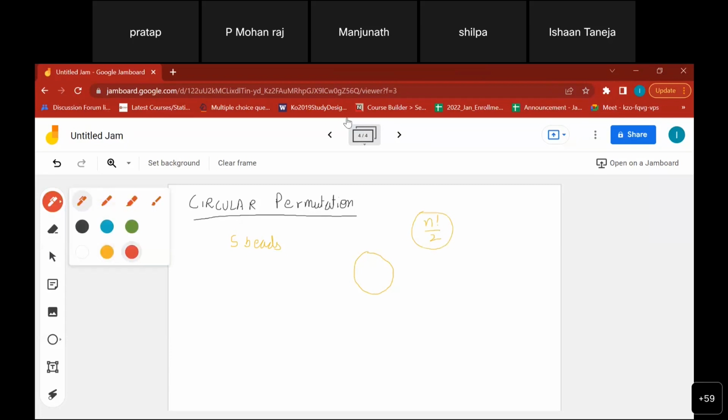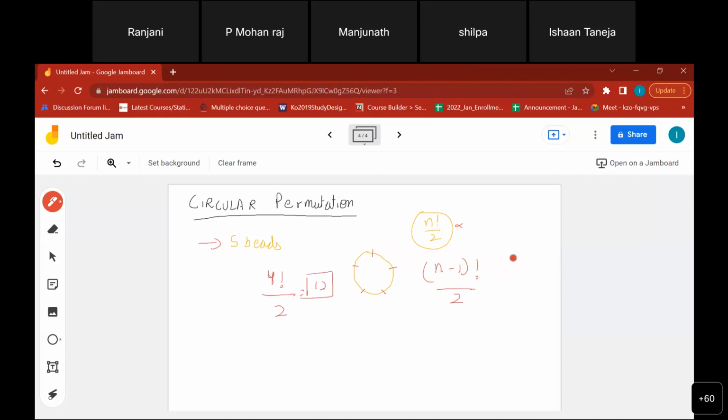Okay. No. See, in general, there are a total of 5 beads, right? In how many ways can I arrange them in circular permutation? 4 factorial, right? But in case of a necklace, the clockwise and anti-clockwise arrangements are the same. So we need to divide it by 2, because clockwise and anti-clockwise are symmetric. In such a case it would not be n factorial by 2, but n minus 1 factorial by 2, that is 4 factorial by 2.